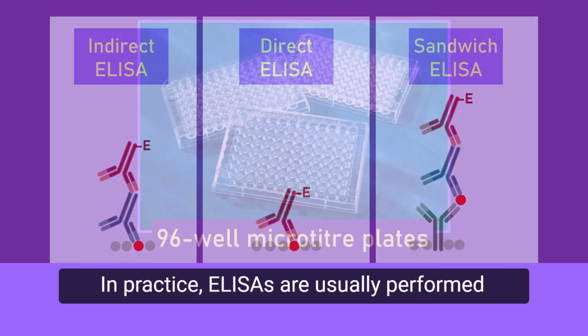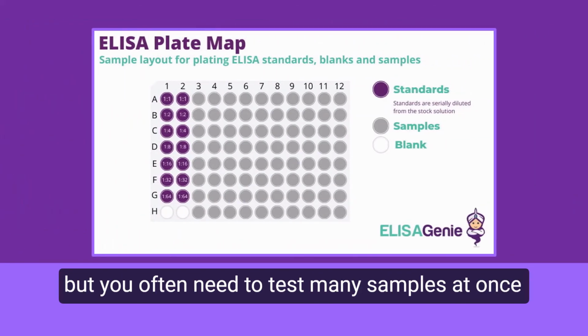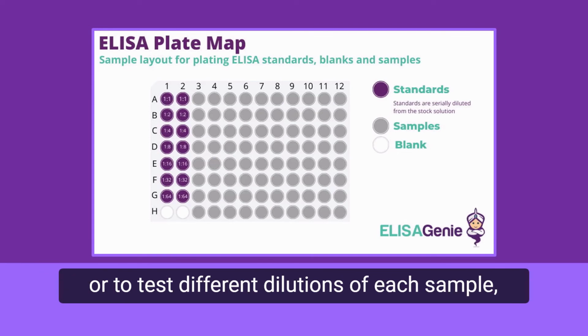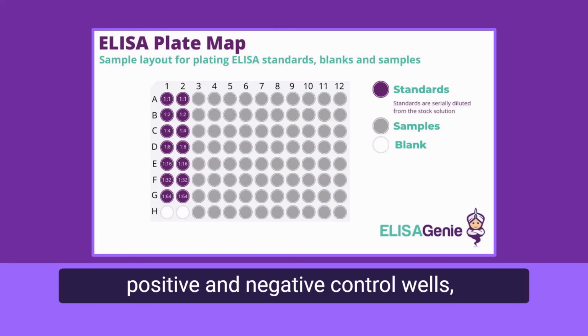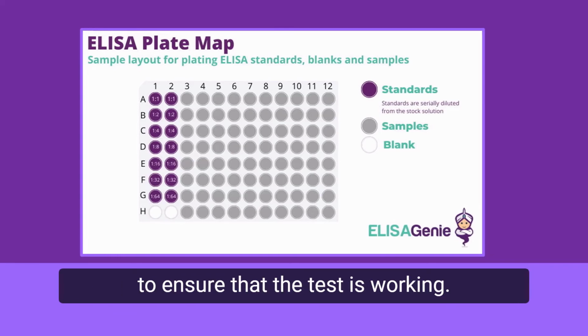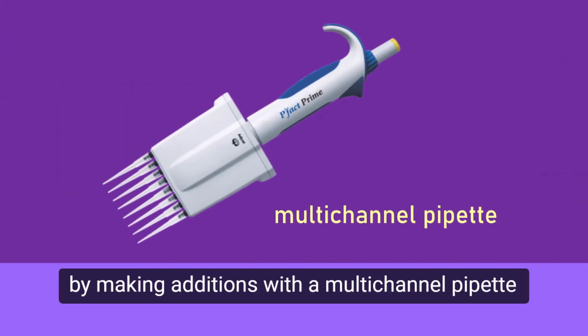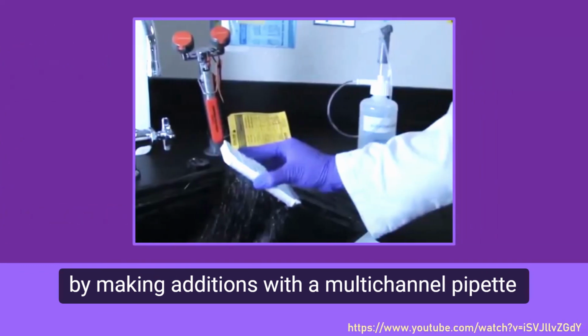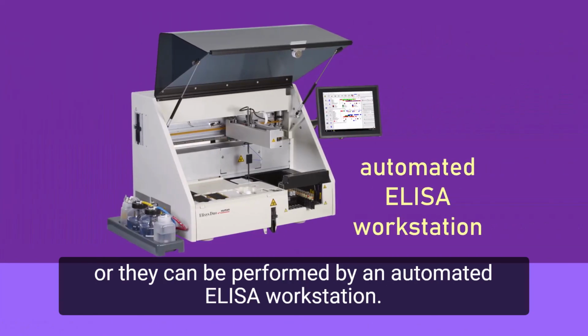In practice, ELISAs are usually performed in 96-well microtiter plates. 96 wells might seem like a lot, but you often need to test many samples at once, or to test different dilutions of each sample, and furthermore, you always need to have positive and negative control wells to ensure that the test is working. ELISAs can be performed manually by making additions with a multi-channel pipette and removing washes by flicking the plate gently over the sink, or they can be performed by an automated ELISA workstation.